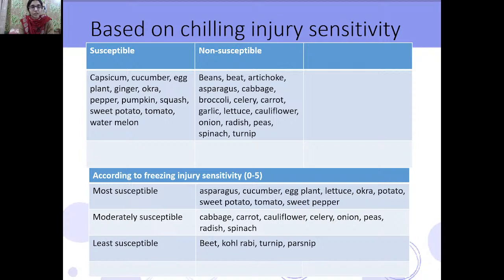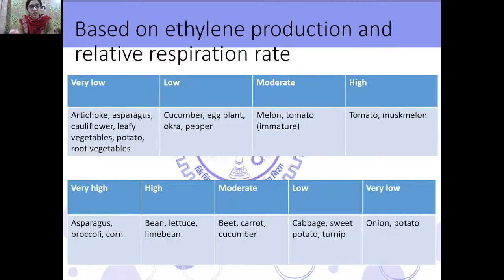Again, this is on the basis of chilling injury, meaning sensitivity to low temperature. It is also classified on the basis of injury to freezing temperature, like most susceptible, moderately susceptible, and least susceptible. I've covered this basic topic, and this is very important. 100% a question is asked on this classification of fruits and vegetables. Like 4 or 5 questions are definitely there on the classification of fruits and vegetables.